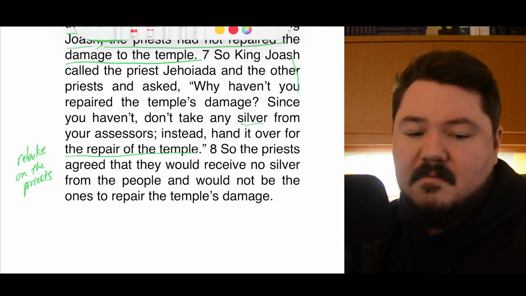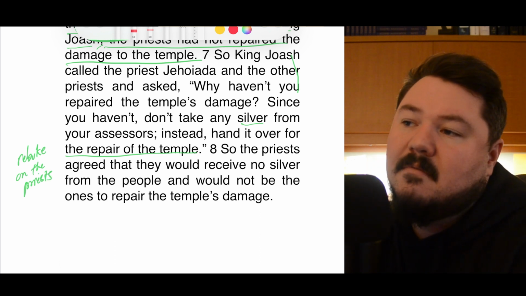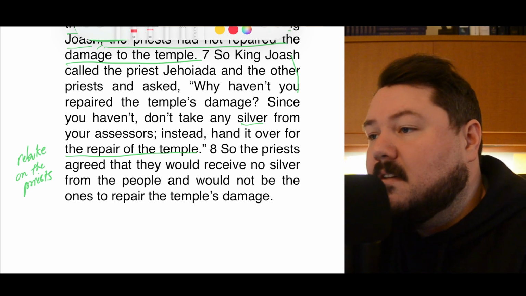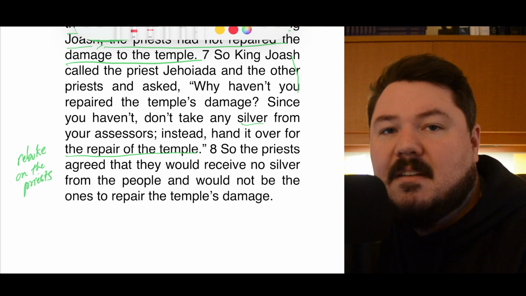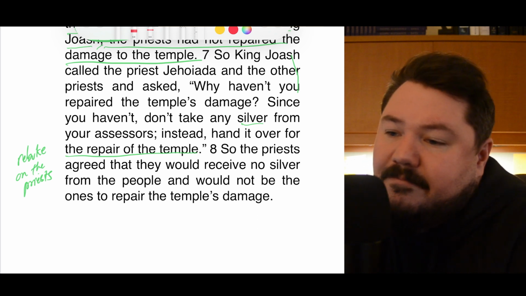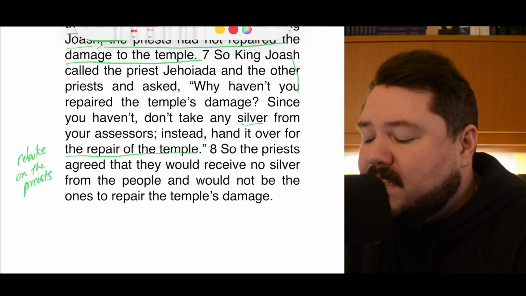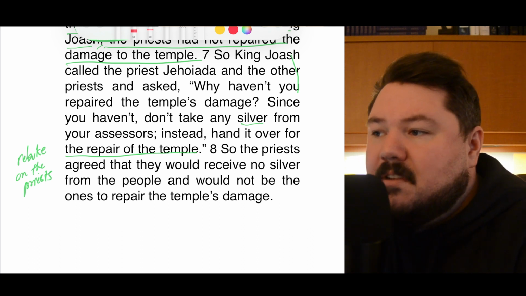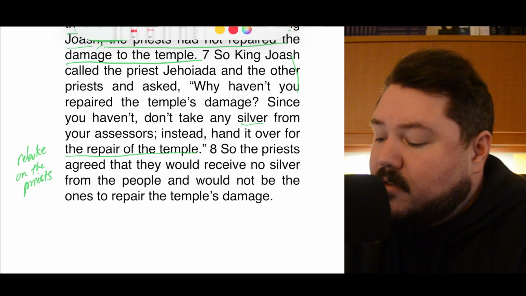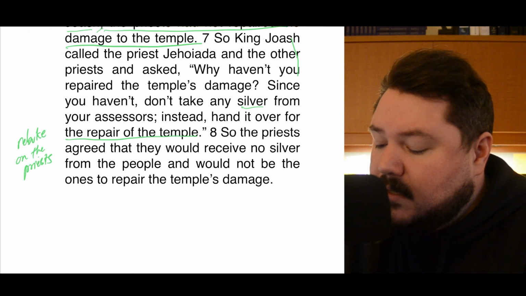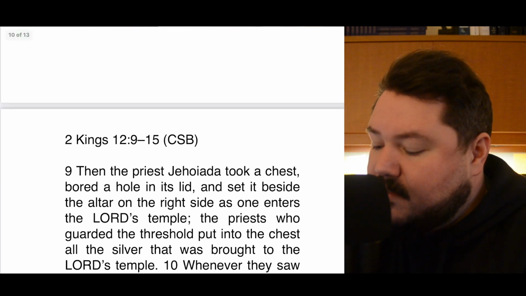Commentators, different scholars disagree on that. I think I read 4 different commentaries on this whole section. 2 said this is an indictment. 2 said it didn't really matter. It was just a mishap. I don't know, but what we see is the temple's not being repaired and the priests can't be trusted to do it. So there's going to be another plan brought up here, and it's going to be where the people themselves do it.